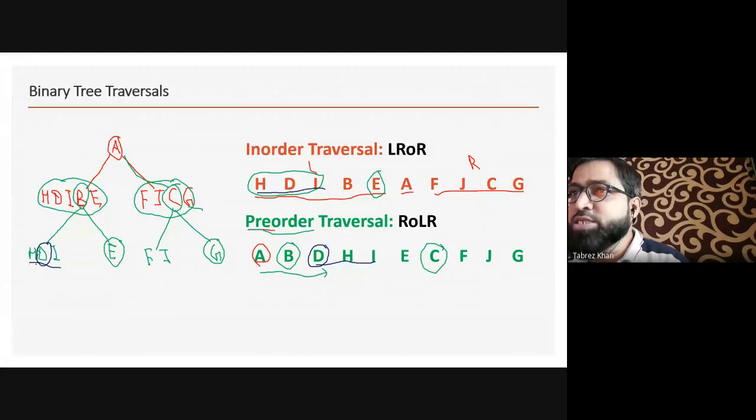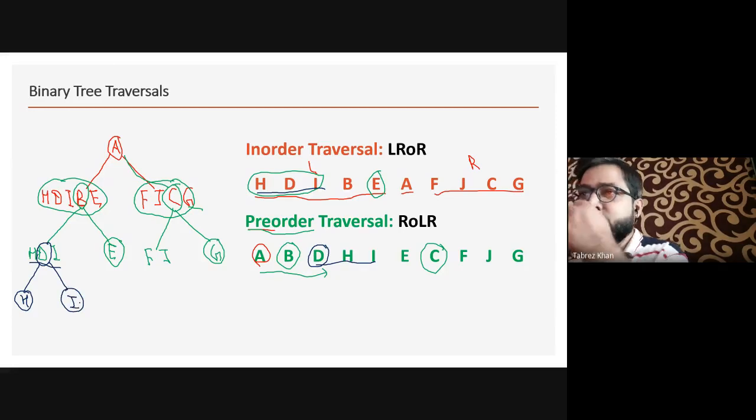So H is on the left hand side of D. And it is the only node. So I can simply make H a node on the left hand side of D. And I is also the only node on the right hand side of D. So I can make up a node naming it as I.